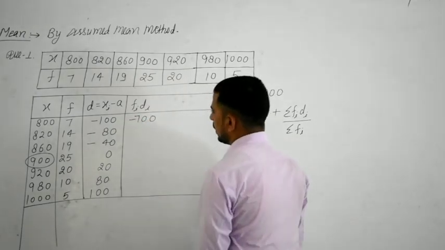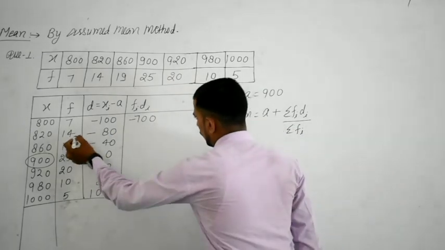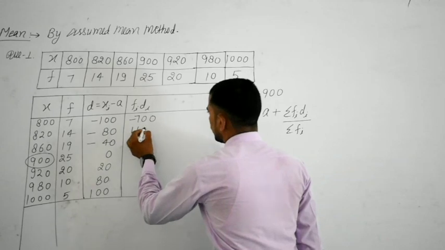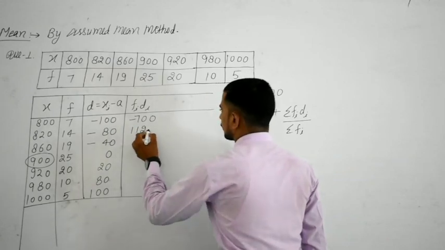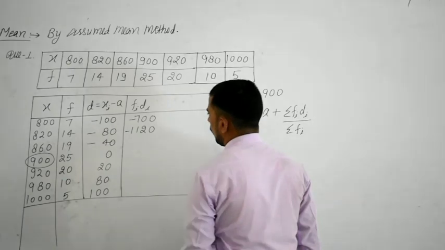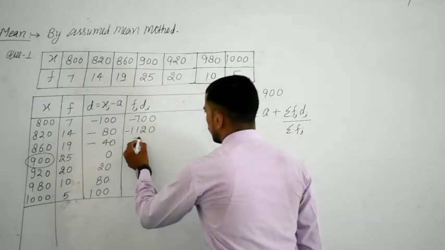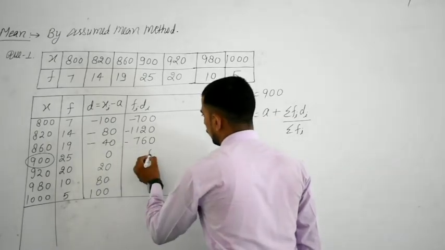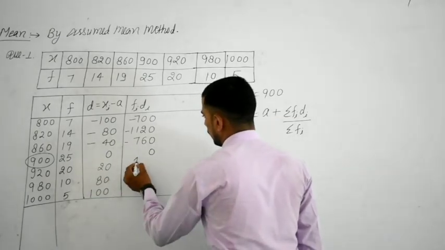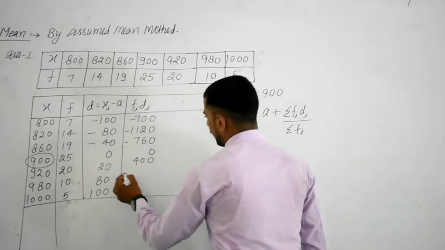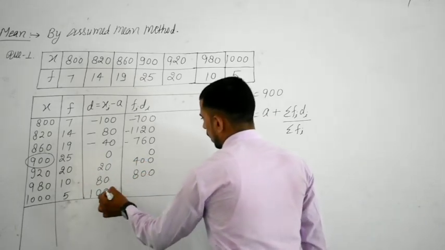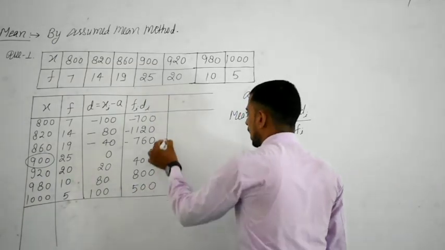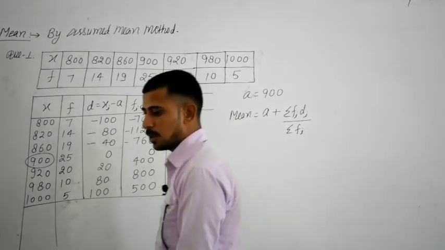7 into 100 is 700, minus 700. 14 into 8 is 112, minus 112. After 0 minus sign, 19 into 4 is 76, negative sign. 25 into 0 is 0. 20 into 20 is 400. 80 into 10 is 800. 100 into 5 is 500. Okay, the fi di column is also completed.